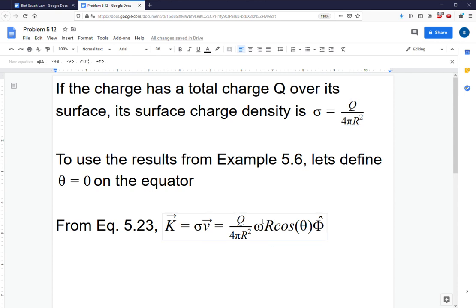If you think about it, the points at the equator are moving faster, and the points at the poles are moving at 0. So our effective radius, that is how far our particular strip is from the axis, is actually r times cosine of theta. So the formula for surface current density is Q over 4 pi r squared, that's sigma, times omega r cosine theta, that's the speed, and it's in the phi hat direction. We're going to ignore that, but that is the direction that it's traveling.